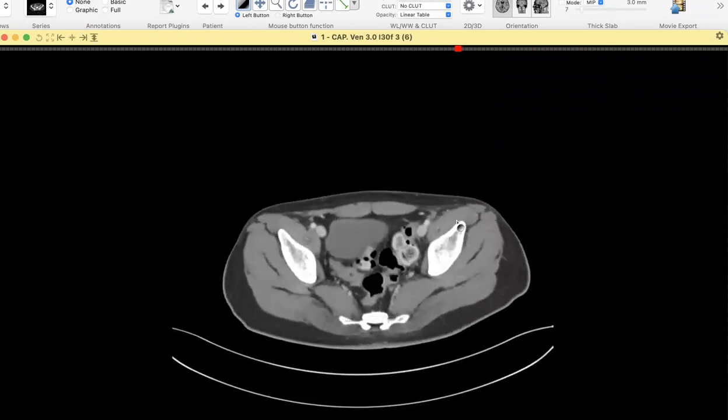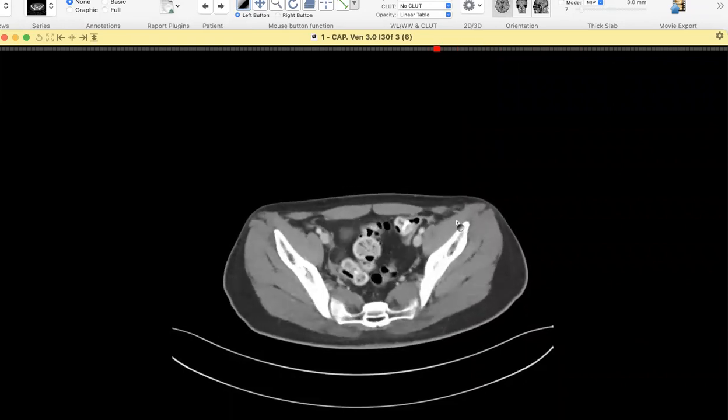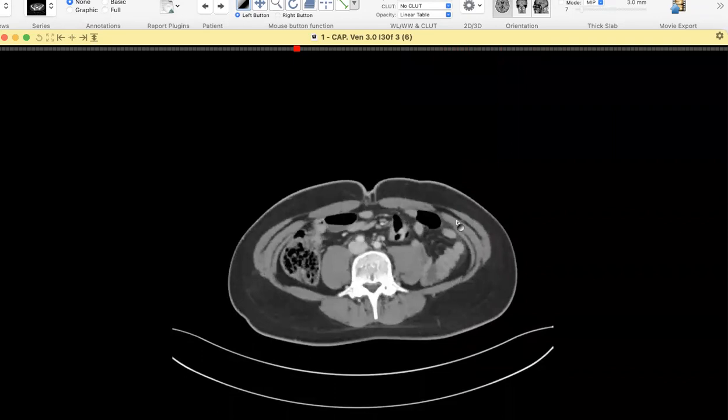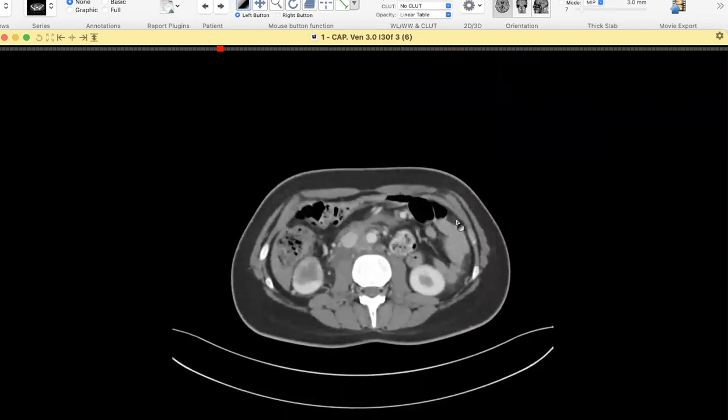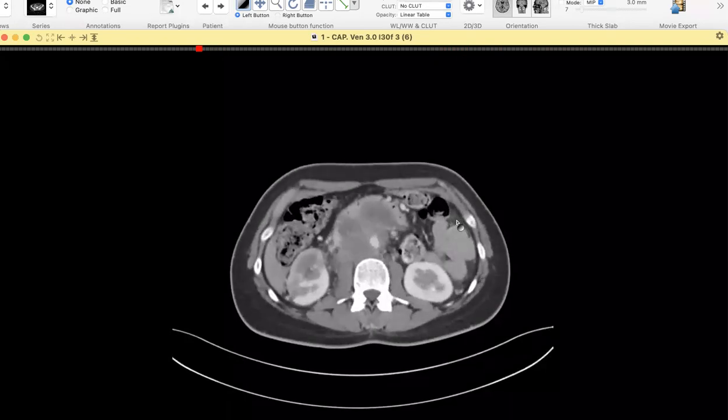Any other differential? For this one, could be a retroperitoneal lymphadenopathy secondary to TB, or maybe metastatic from testicular neoplasm. Is there a testicular neoplasm in this patient?